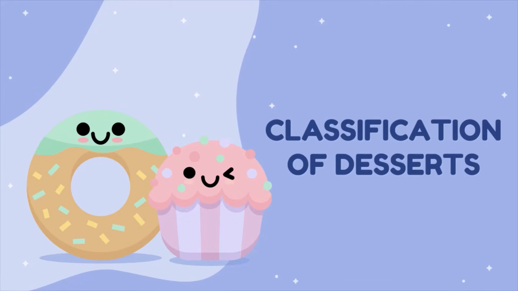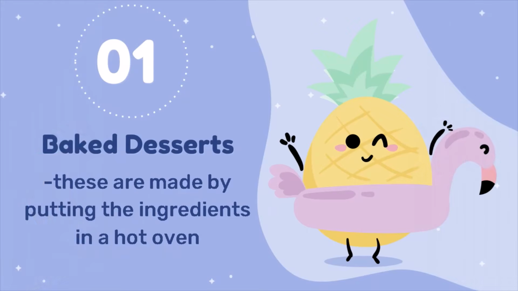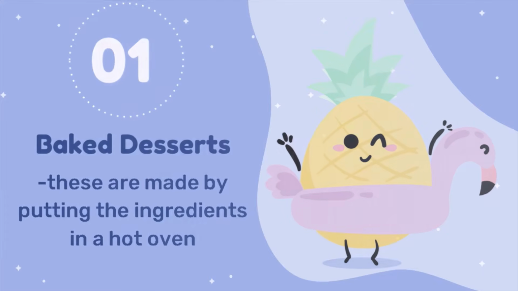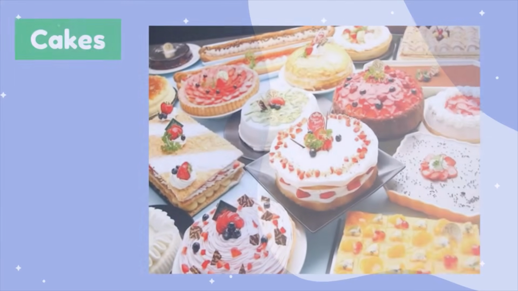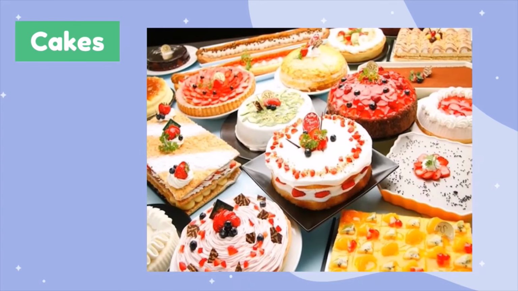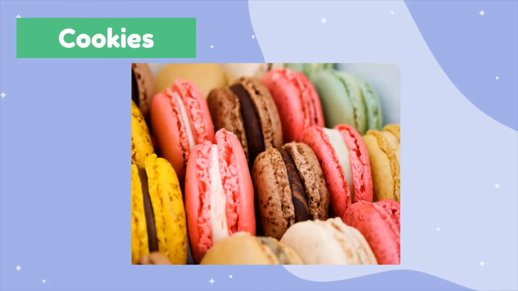Classification of desserts. Number 1. Baked desserts. Baked desserts are made by putting the ingredients in a hot oven. Baked desserts include cakes and muffins, sweetbreads, and cookies. Puddings and custards can be made also in the oven.